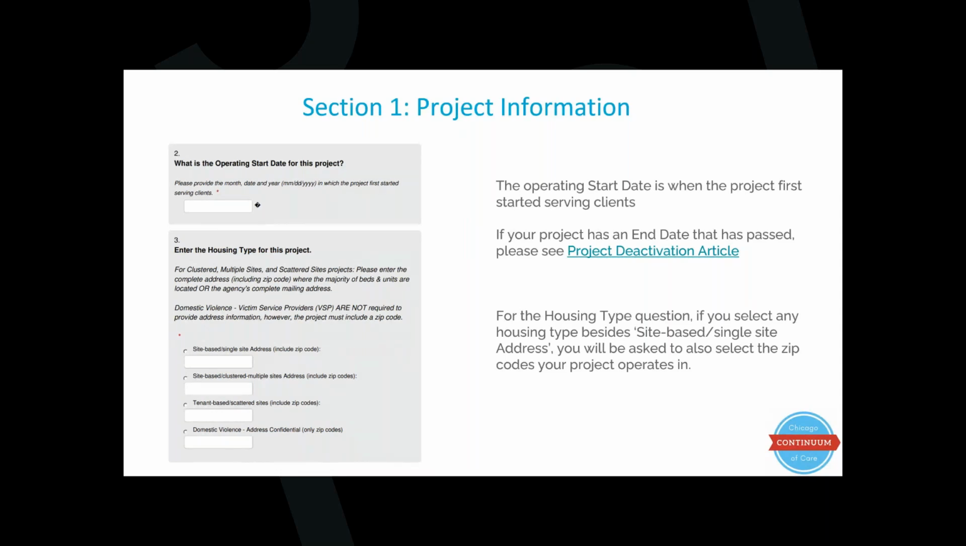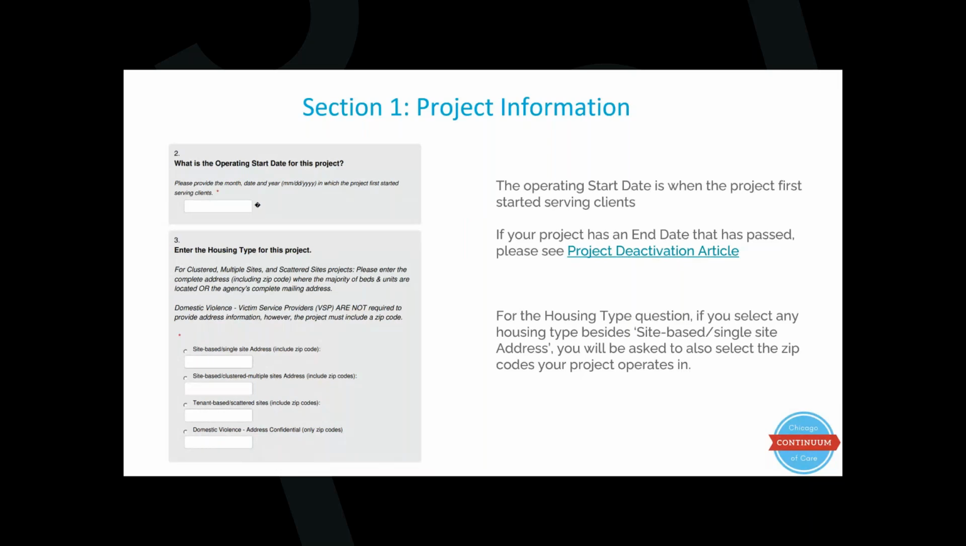Tenant-based scattered site would be more so rapid rehousing, permanent supportive housing. So if you're housing clients in multiple areas, you don't need to include the address of every place that you've housed a client, but we do ask that you put in the zip codes of the areas in which clients have been housed in your project.